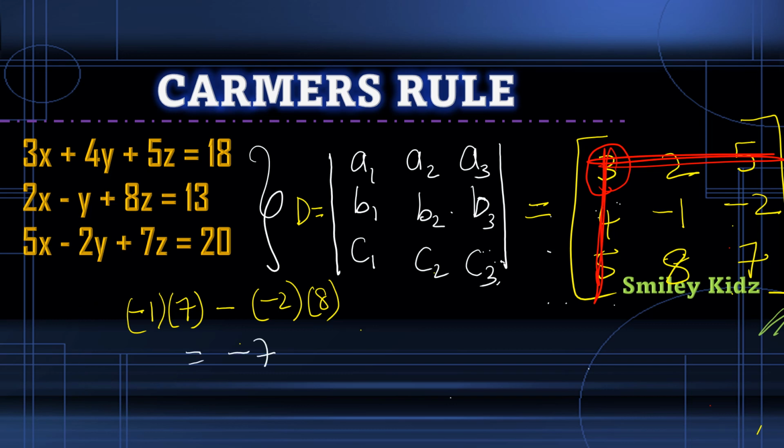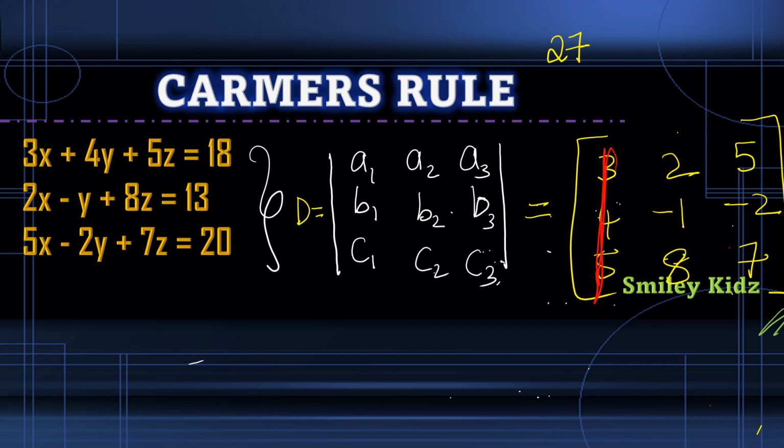Minus 7 plus 16. Isn't it? What is this gonna be equal to? 9. Now, this 9 should be multiplied with 3. You'll have 27. Fine. Let's input our first number over here. That is 27. Now, let's take the second element. That is 2.